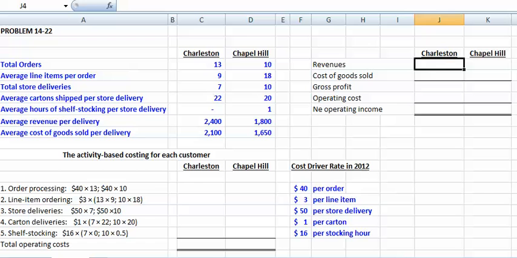For Charleston, we've got revenues of $2,400 per delivery, and we make 7 deliveries. Our cost of goods sold is $2,100 per delivery, and again we make 7 deliveries. So our gross profit is the $16,800 minus the $14,700. We have a gross profit of $2,100.